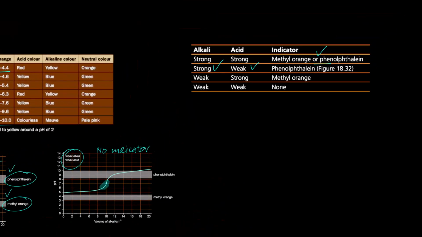And if it's weak alkali and weak acid, none. No indicator. So I hope that titration curves are now easy, and from these tricks you are able to sketch them later on in life.